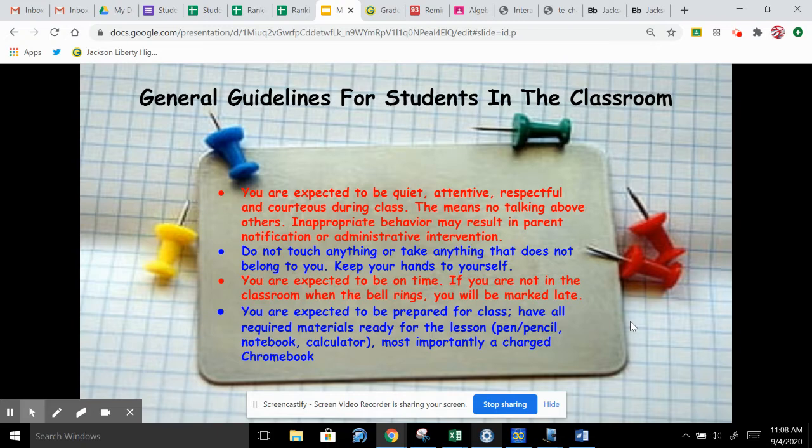All right. So everybody's going to be given the opportunity to speak. Throw your hand up in the air and contribute whenever you want. All right. Just be respectful of each other. Don't touch anything or take anything that does not belong to you. Keep your hands to yourself. I think that's pretty self-explanatory.